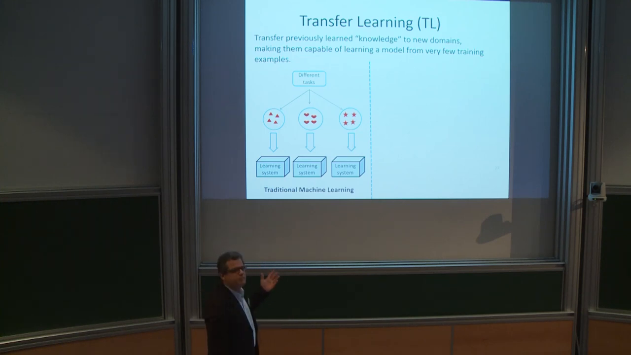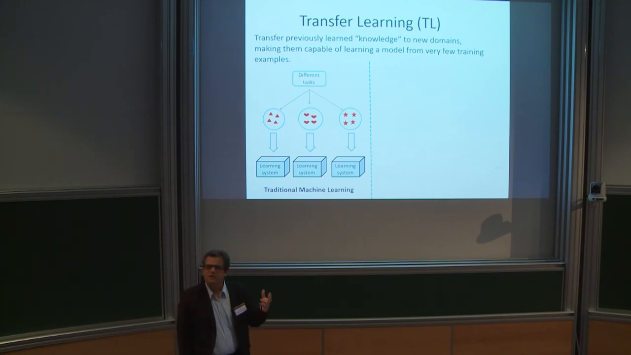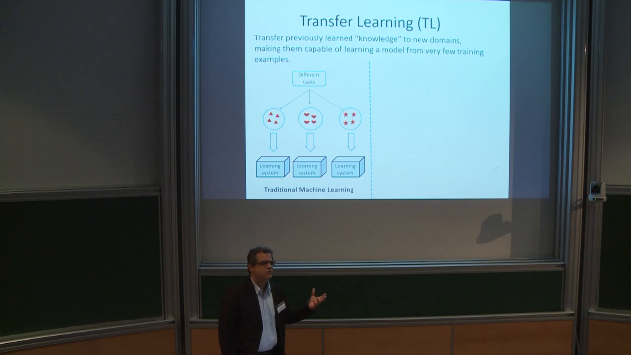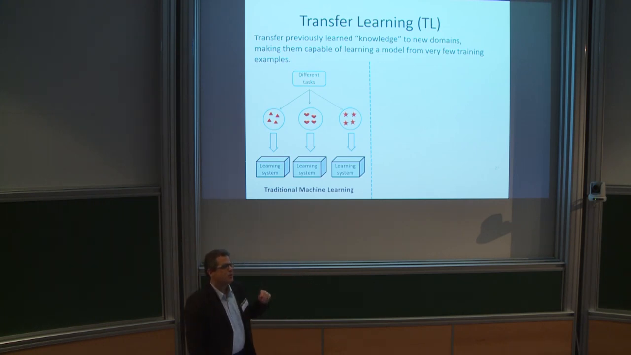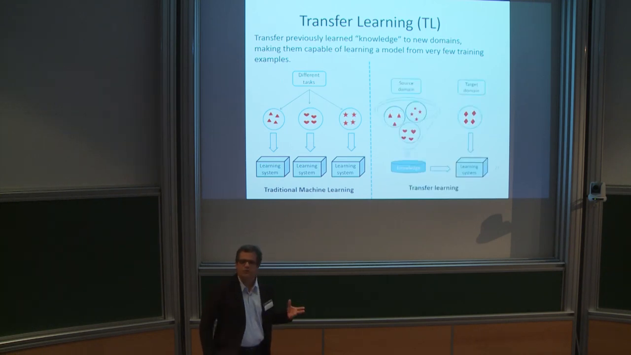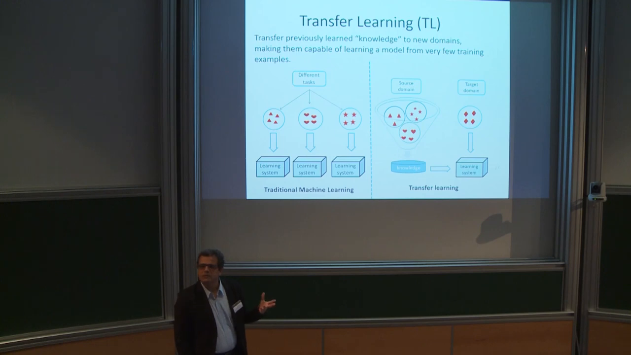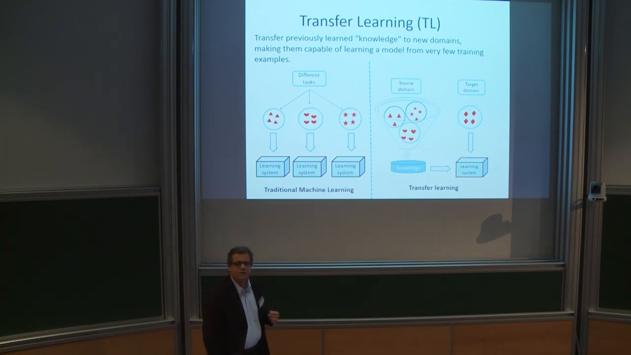Now, in classic machine learning, we create a model from scratch for each one of the sources that we have. For instance, if we are making a recommendation for movies, we create a model for movies. If we make a recommendation for books, we create a different model for books, and so on. What we can do with transfer learning is to take several source domains, create their models, and then extract some of the knowledge and use it for solving a new target domain.